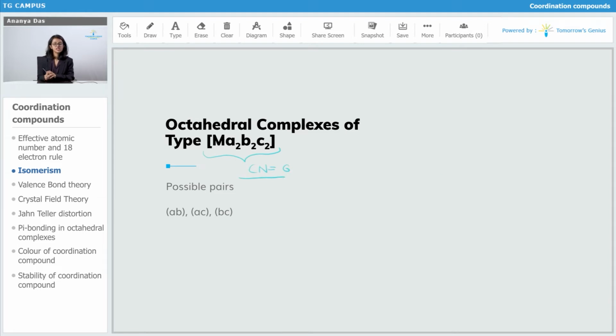So first is AB, AC and BC. That means A is trans to B, A is trans to C and B is trans to C. So in this, none of the same ligands are trans to each other and a trans pair is also not getting repeated. So this means this is an optically active pair.